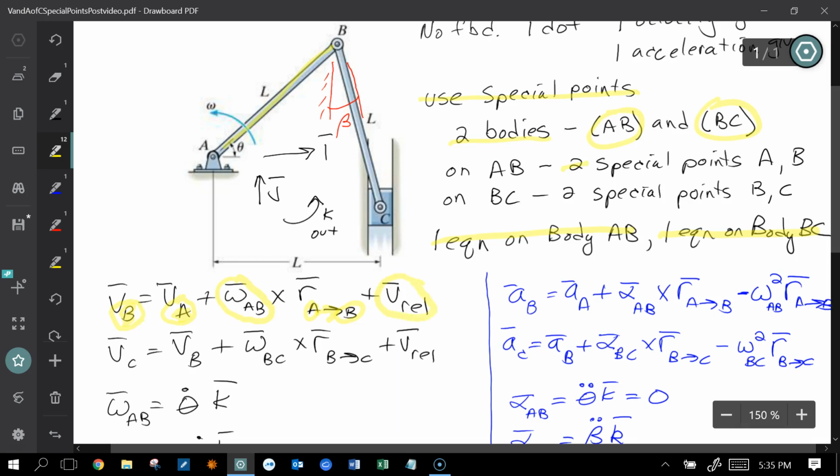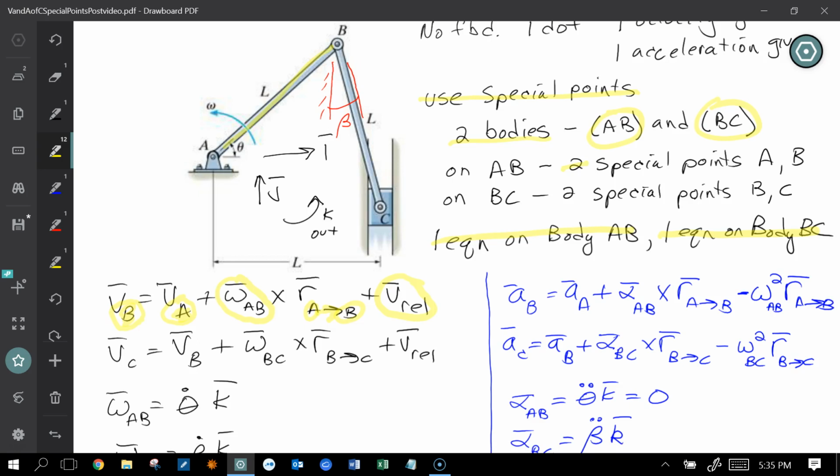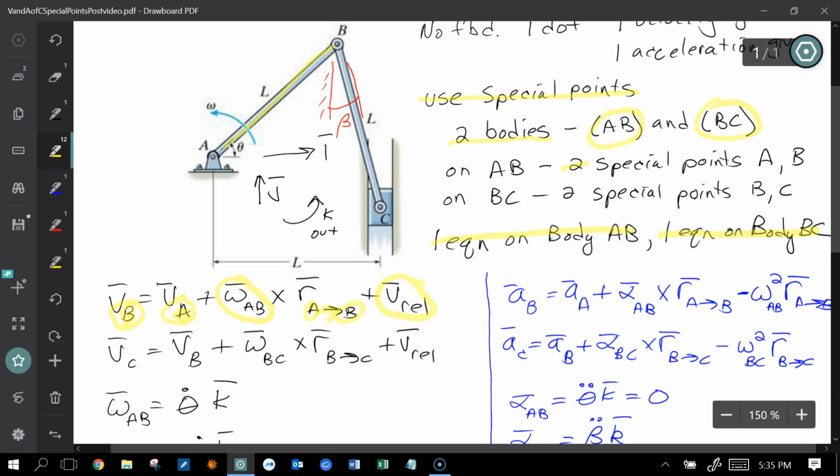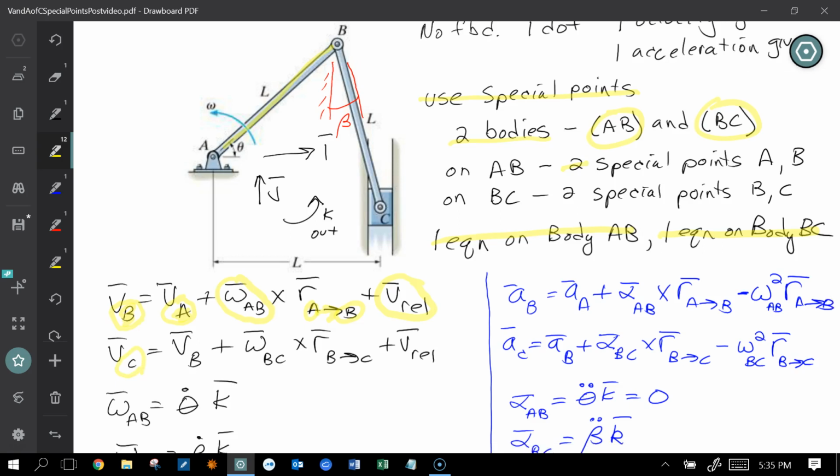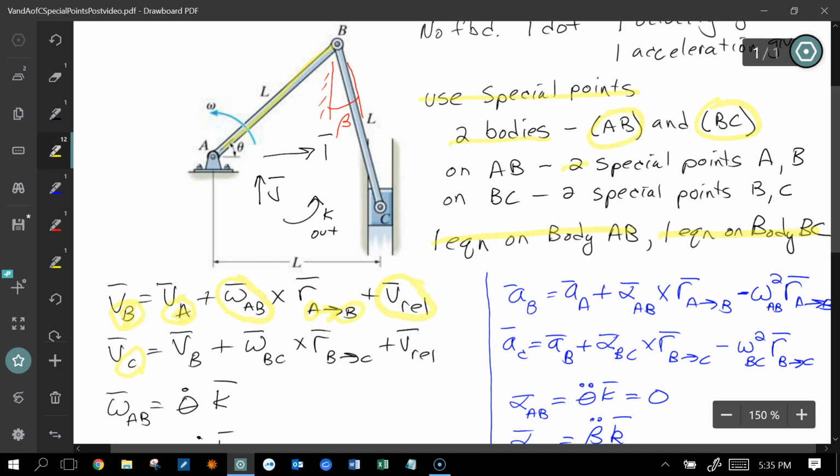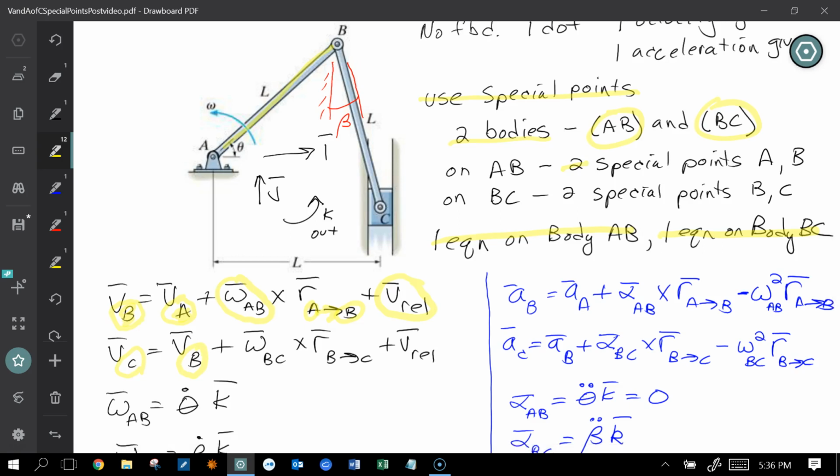This would be one equation on body BC, or whatever you want to call it, and it's going to be between point C and B. So to start off, you decide, flip a coin. Are you going to start off with B, or are you going to start off with C? In this case, I start off with C. It makes no difference. Just pick one. The velocity of C equals the velocity of the other point. So in this case, the other point is B, plus omega.